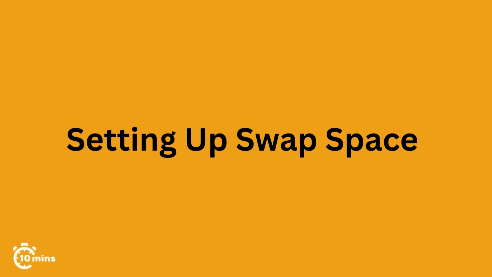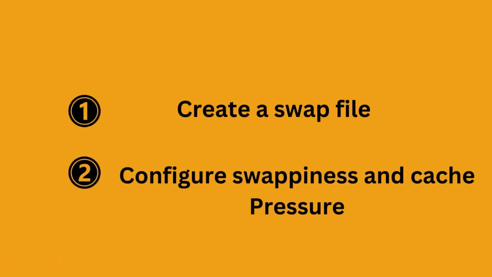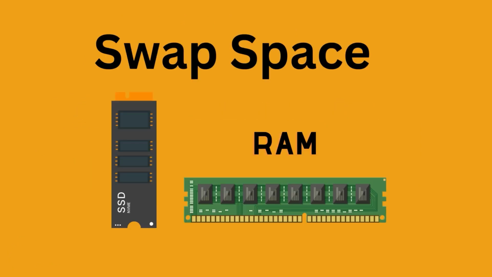Your next step will be to set up swap space. The steps will be to create a swap file and then configure the swappiness and cache pressure. Swap space is a part of the hard drive that can be used as virtual memory when the physical RAM is fully utilized. The SSD will be utilized as backup RAM. It helps prevent the system from running out of memory, and it allows it to continue to operate by moving less frequently used data from RAM to the disk.